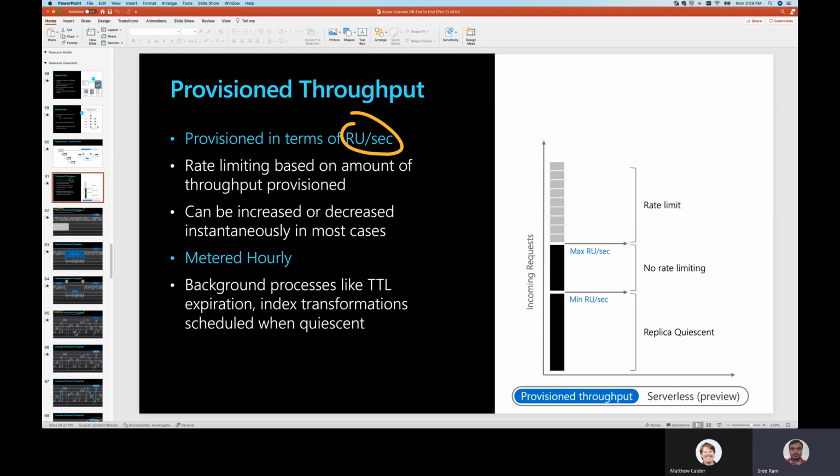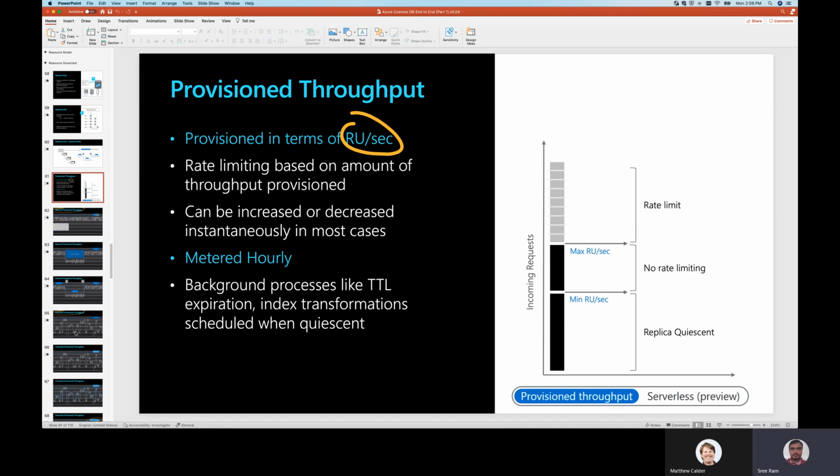Then the background processes that are performed, such as time to live expiration, and as you can imagine, the indices that are present on a particular collection, all of these background processes might also use some number of RUs.